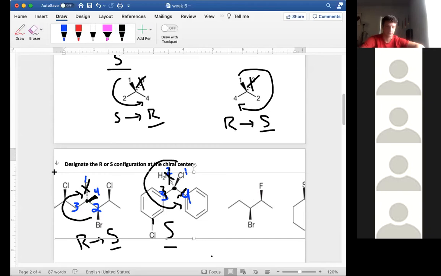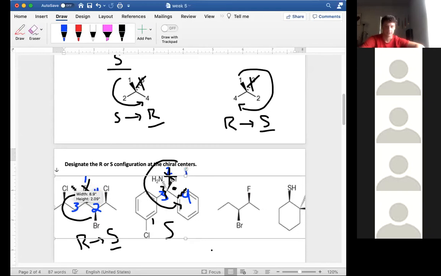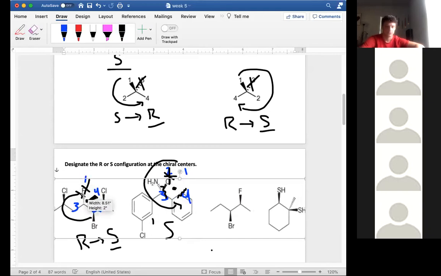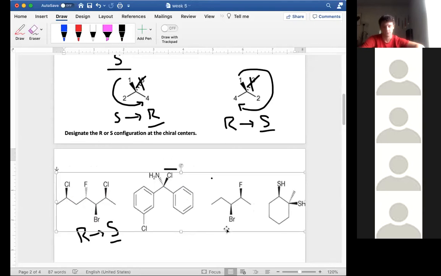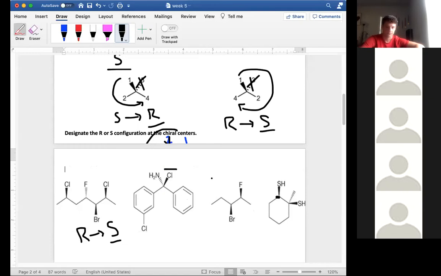So how about the last ring? So we're looking at 2, right? So let's just look at this one. What would be our first priority? Yeah, so that would be our first. And we have an implied hydrogen.